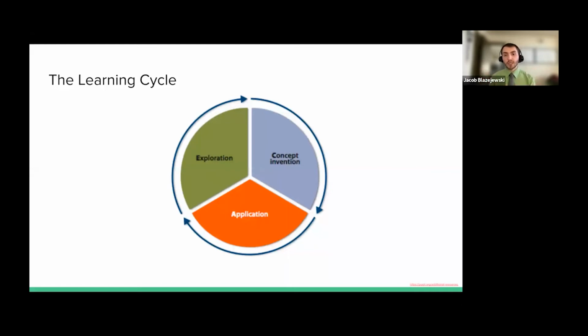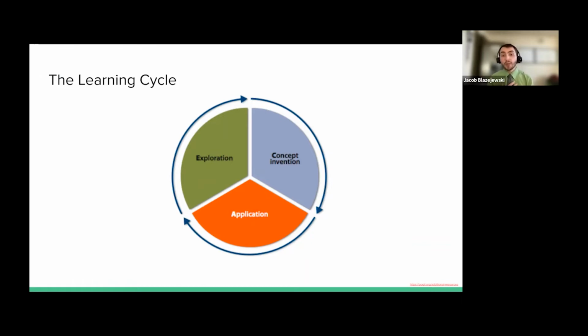So once we have guided students to invent a concept, now we're ready to take that concept and apply it to something, maybe apply it in a new context, maybe extend the concept to an even broader sense. For this learning cycle, if that description felt pretty vague and abstract, it kind of was by design at this point.